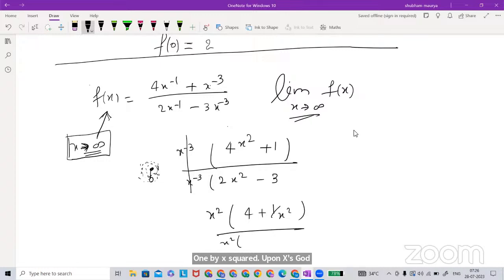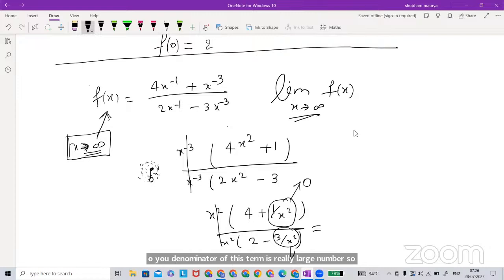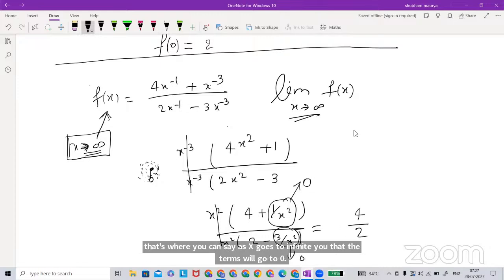This will cancel out, and finally we have 4 by 2. Now we will take the limit. As the limit is taken in numerator and denominator, this whole term will go to 0, as the denominator of this term is a very large number, so 1 by it becomes a very small number. That's the way you can say that as x goes to infinity, those terms will go to 0. So finally you have 4 by 2.